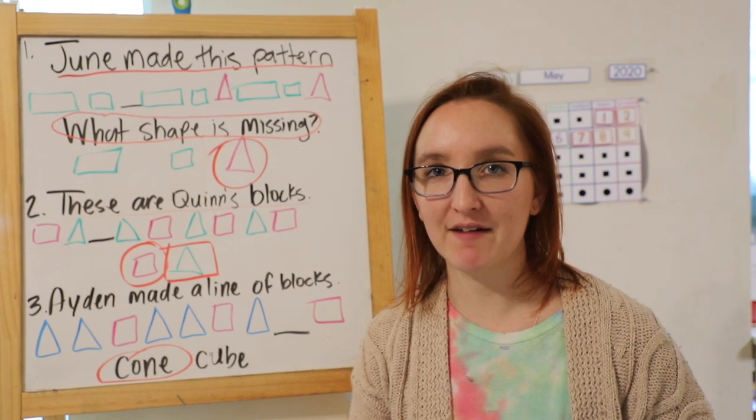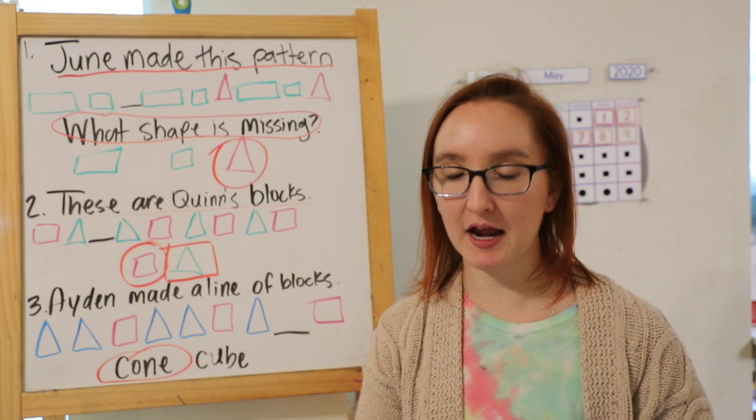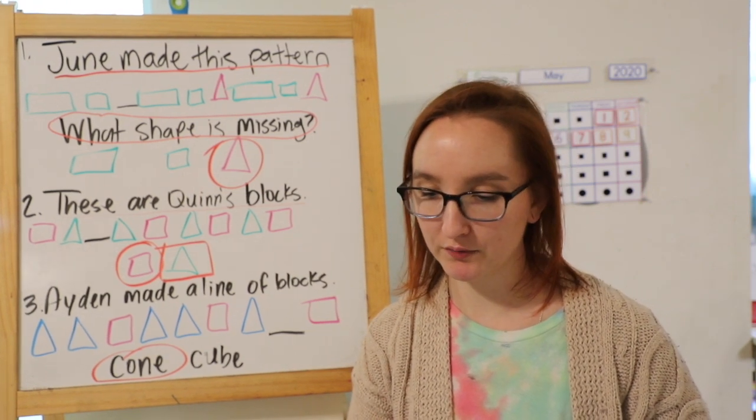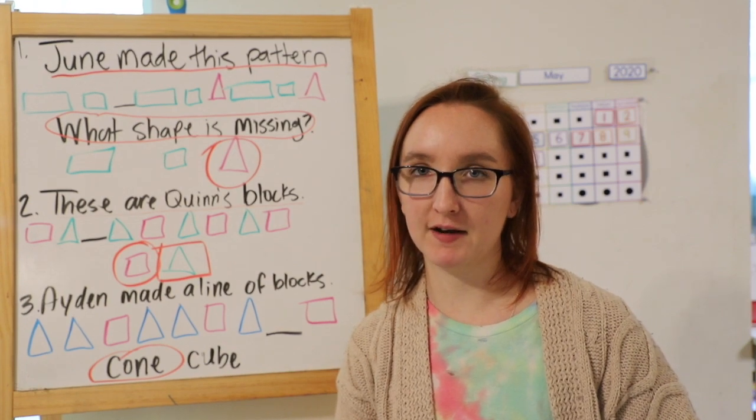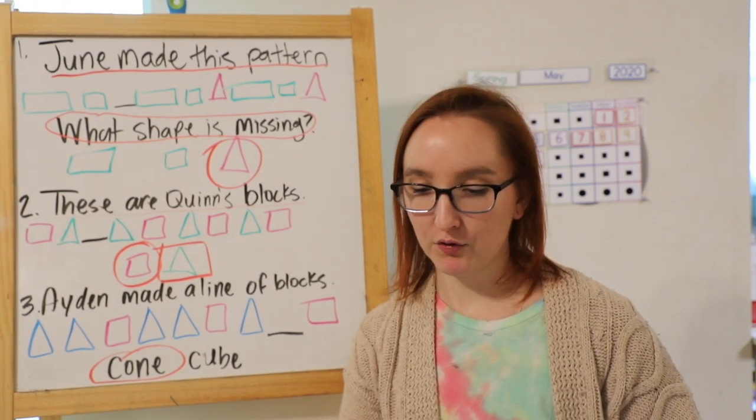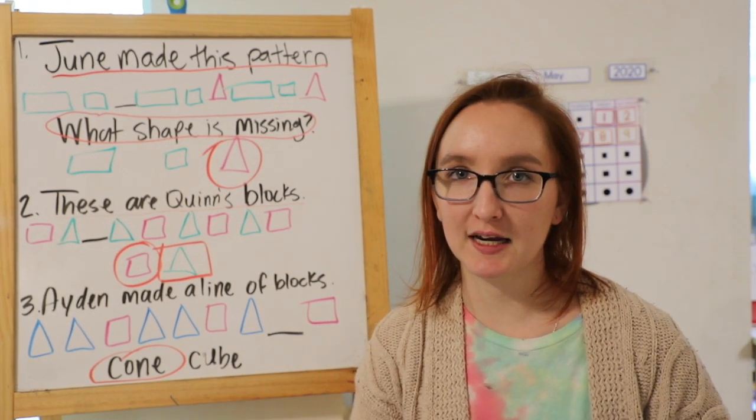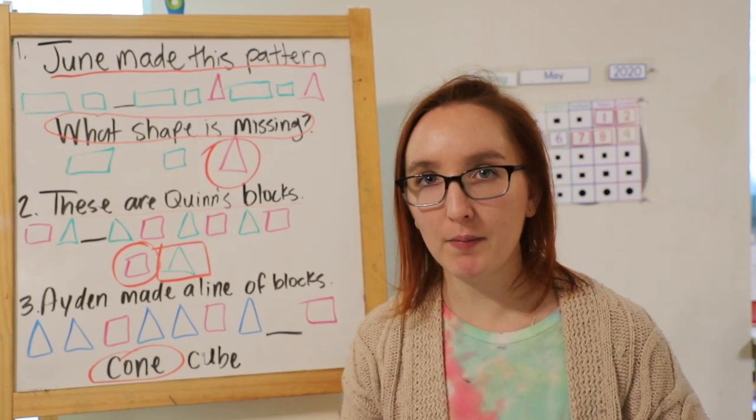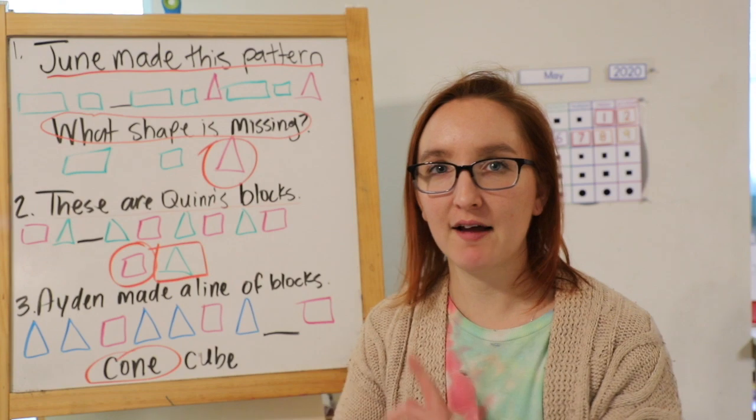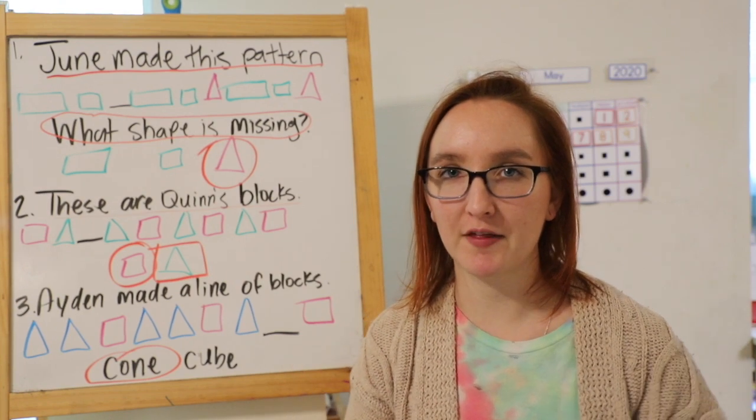In number 6, we have another pattern. So Grace made a row of shapes shown. She needs 2 more blocks to finish the pattern. So which 2 shapes does she need? And then you need to circle those. So make sure that you look at the whole pattern and try saying it out loud to see if that helps you figure it out.